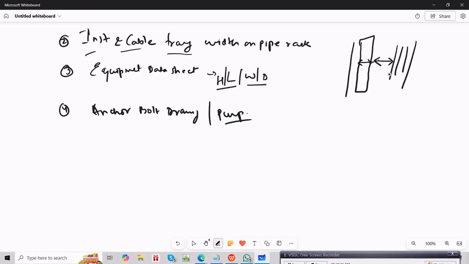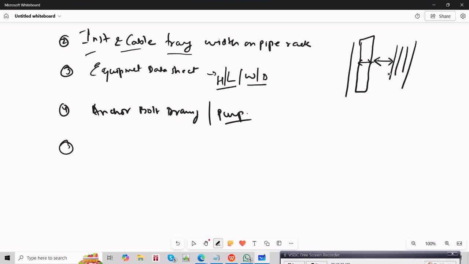So this is input from mechanical. Whatever inputs piping gets from different disciplines, it can be process, structural, electrical, mechanical, whatever, we need that information. Without this information, we can't start our work.